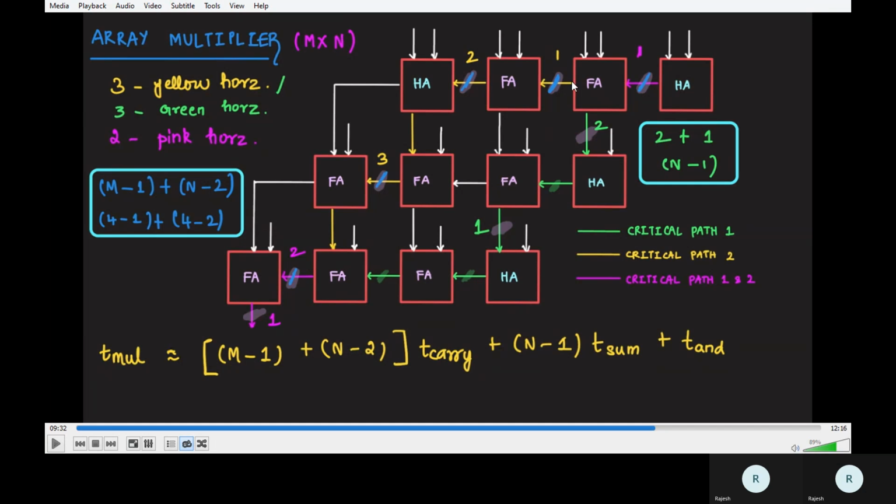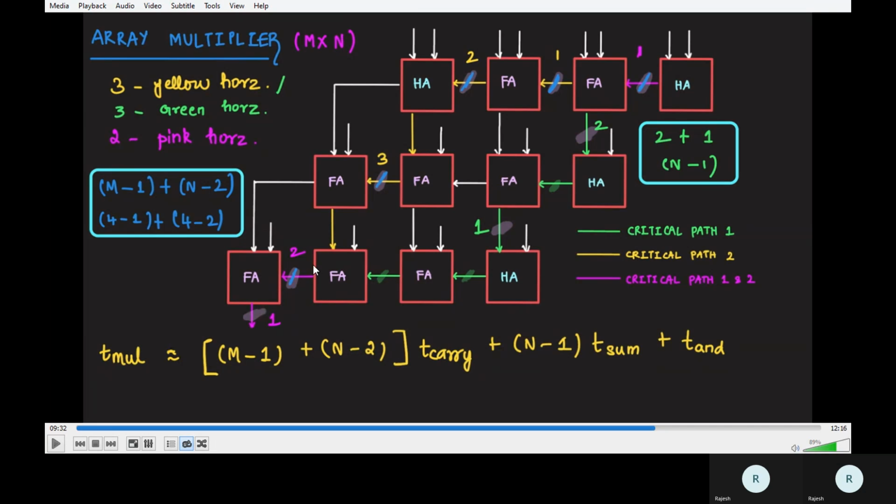So there are 3 horizontal yellow critical paths, 3 green color critical paths. So it is only a color indication that there are 2 different critical paths. Yellow color is one critical path, green color is another critical path. Yellow color we are having 3 critical paths, and green color we are having 3 critical paths. So this 1, this 2, and this 3.